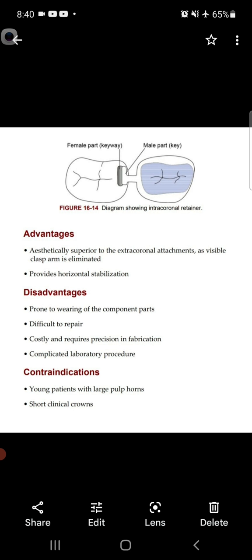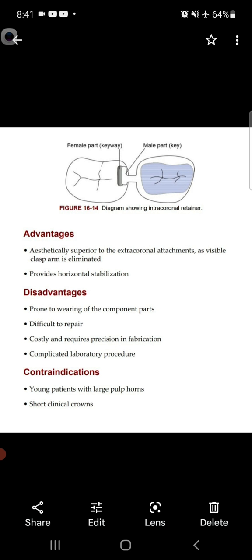Now come to the disadvantages of the intracoronal retainer. Number one, prone to wearing of the component parts, because they are given inside the tooth. Second is difficult to repair. If they break, the repair will be difficult. Next is costly and requires precision fabrication, because they are costly and require advanced skill in fabrication. Next is complicated laboratory procedure. These are the disadvantages.